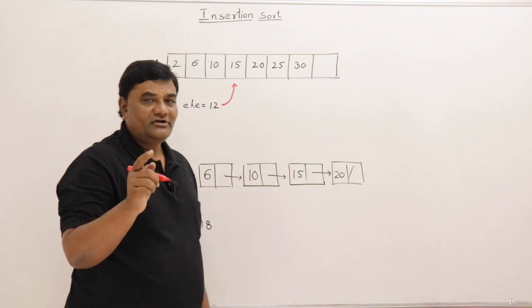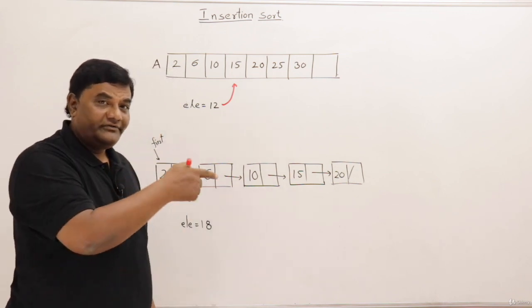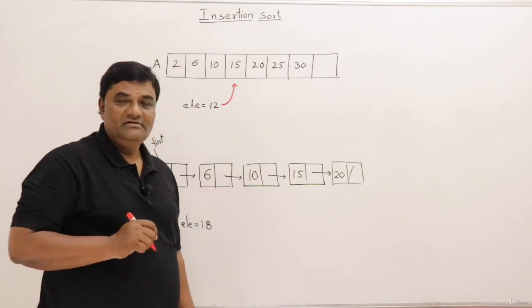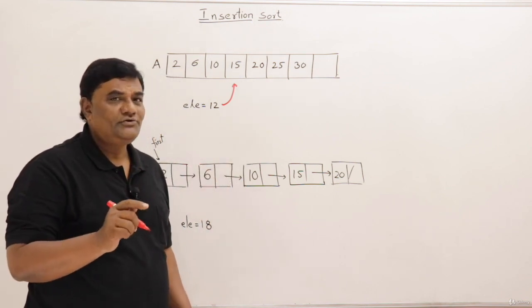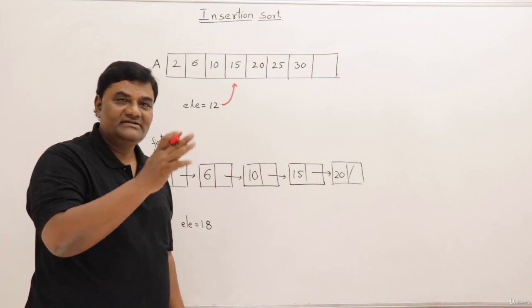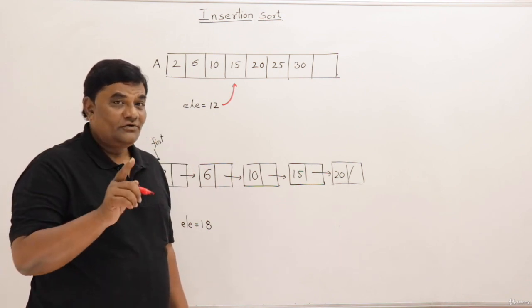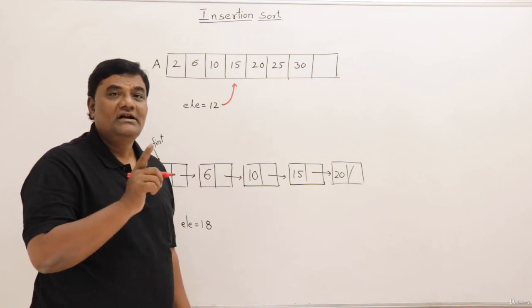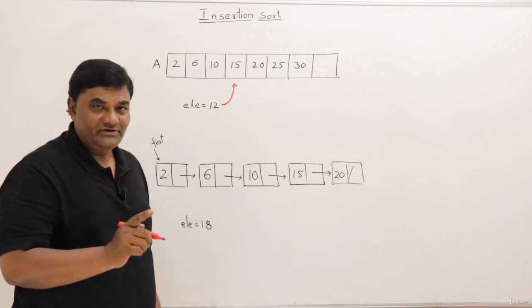If you observe what I have done, I first found out where 12 should come, then I said I'll be shifting the elements. But the important thing is you don't have to find out where it should come. Directly you can start shifting the elements. You don't have to find its position. Now I will show you the exact procedure of how this insertion should work.